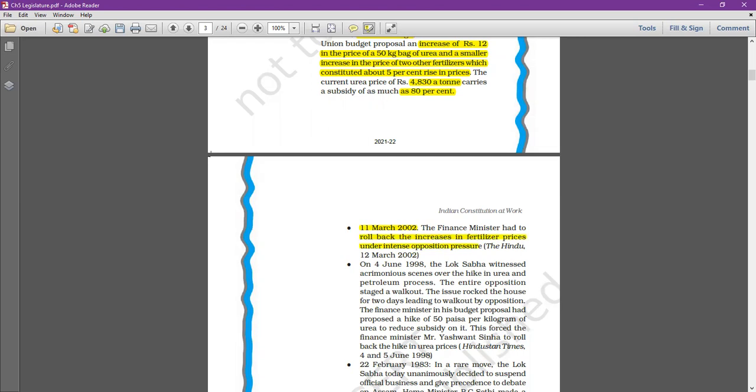Now, prices बढ़ा दी गई थी because it was controlled by the government earlier. The government ने prices बढ़ा दी certain fertilizers की, urea की, which is used in agriculture. It was done on 28th of February. But on 11th of March, the government had to roll back its decision. अपने decision को वापस लेना पड़ा. Why? Because there was intense opposition pressure.